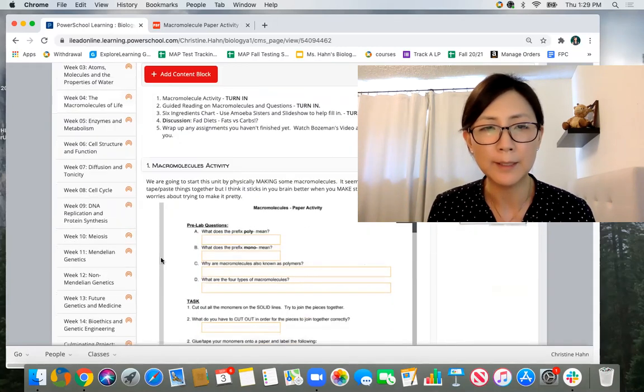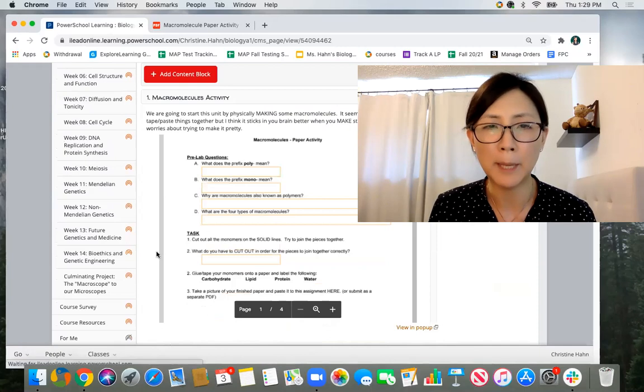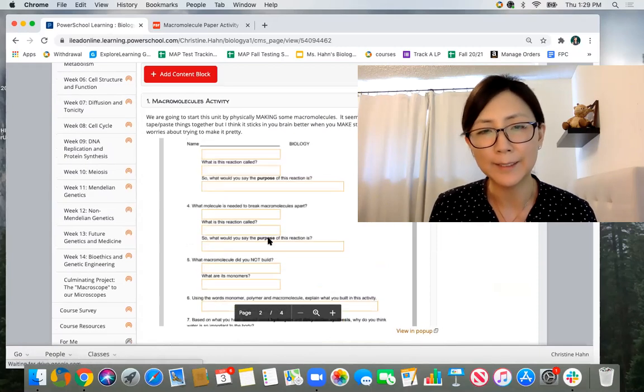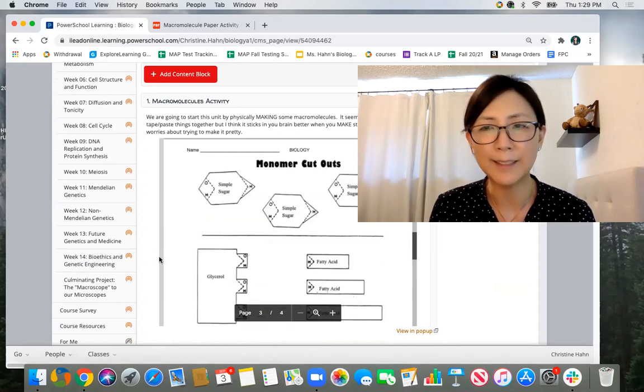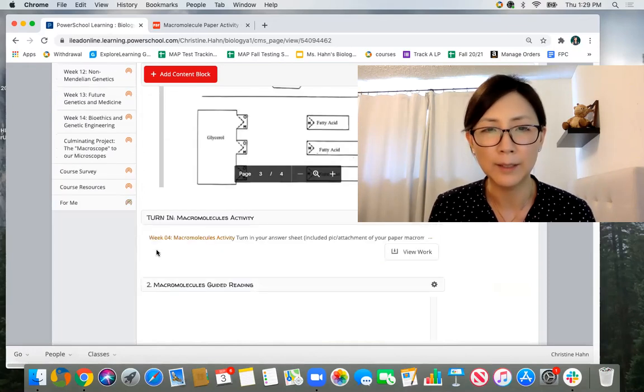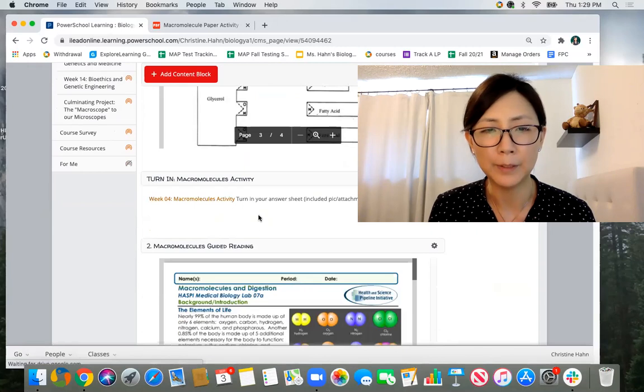The first one is this macromolecule paper activity. It's a little, you know, going back to elementary school, but I'm going to go over this at the end so that you can know how to do that. You're going to turn that in.